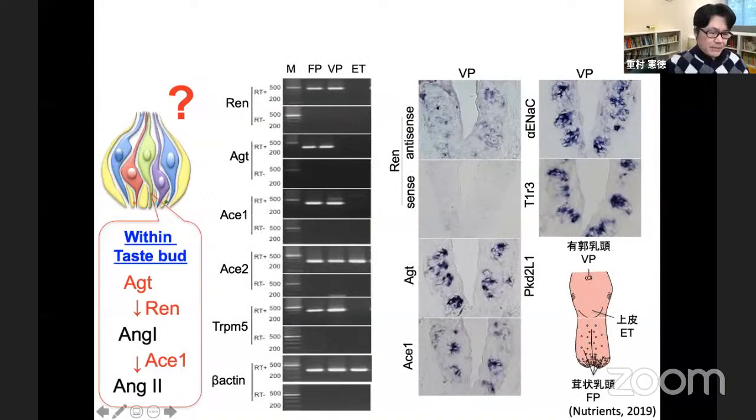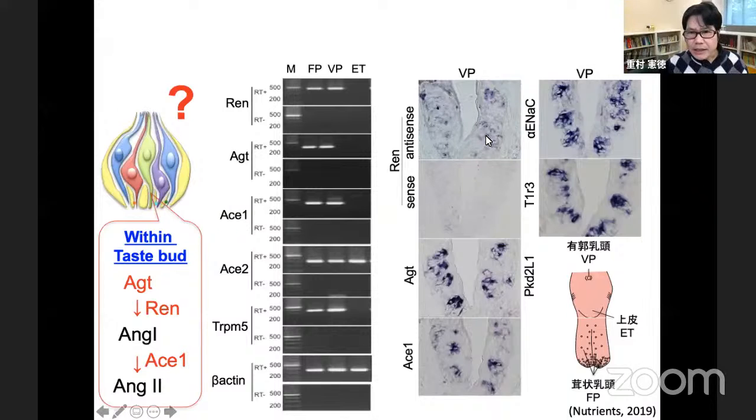First, we examined the expression of messenger RNA of renin-angiotensin system components in taste bud cells by RT-PCR and in situ hybridization. Renin, angiotensinogen, angiotensin converting enzyme 1, and angiotensin converting enzyme 2. Of these, renin, angiotensinogen and ACE1 are expressed in a subset of taste cells in the taste bud, like this.